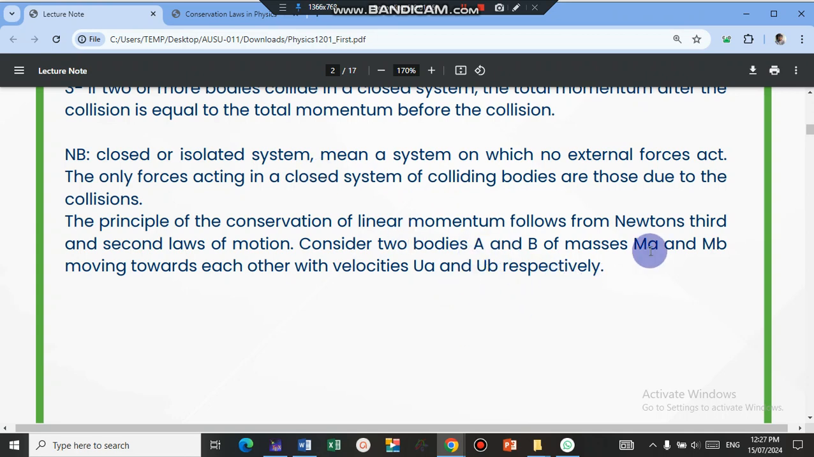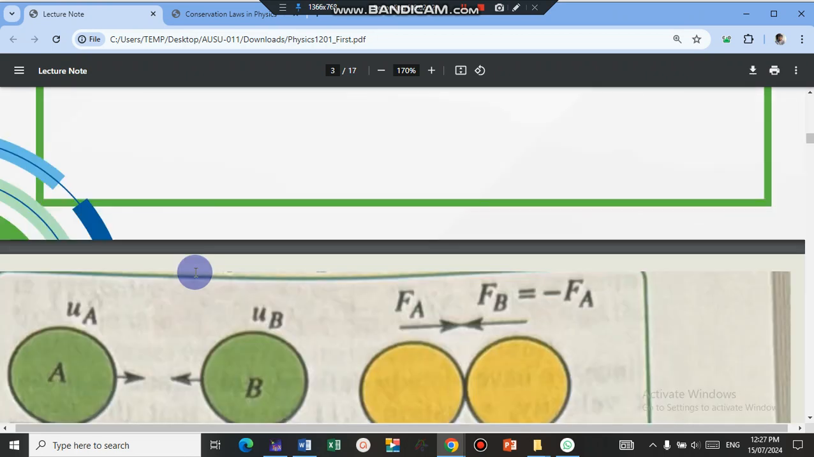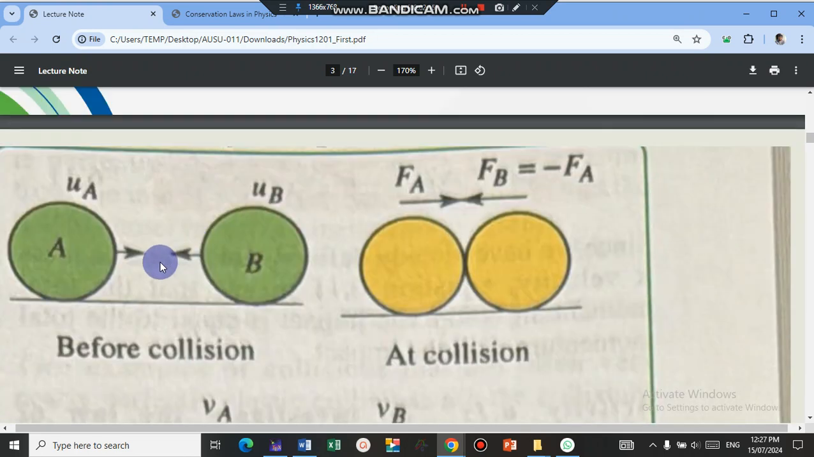Object A has a mass m sub A, object B has a mass m sub B, moving towards each other with velocities u sub A and u sub B, meaning u sub A is the velocity of A and u sub B is the velocity of B. Again, this A is a subscript, B again is a subscript. Here he says that they move towards each other. Great. So we have body A, we also have body B.